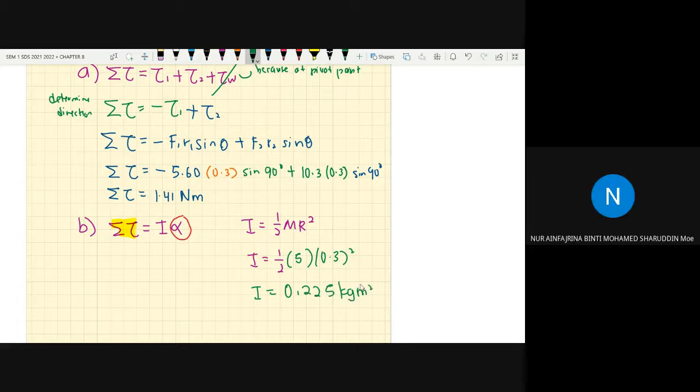Okay, very good. Now, bila you dah dapat moment of inertia, you masukkan balik je dalam formula ni. Summation of torque, hasil tambah torque kita dah tahu adalah 1.41. And then moment of inertia adalah 0.225 and kita nak cari angular acceleration. Jadi, angular acceleration awak adalah 6.27. What is the unit for angular acceleration? Anyone? What is the unit?